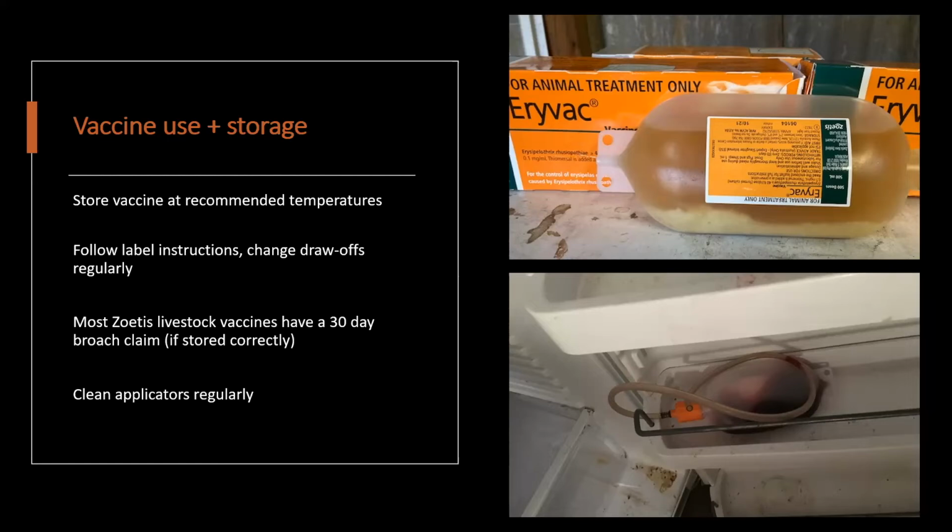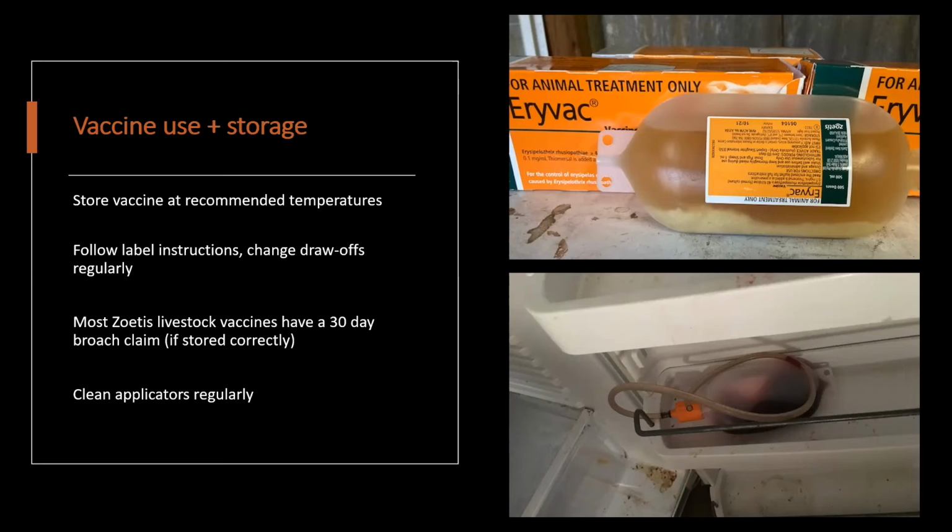And if you're using product throughout the course of the day, give it a shake occasionally to make sure the vaccine stays in suspension. We recommend using a new draw-off tube each time you connect it to a pack. And if you use half a pack and are then going to store it back in the fridge, remove that draw-off tube and put the pack of vaccine back in its box and back into the fridge.